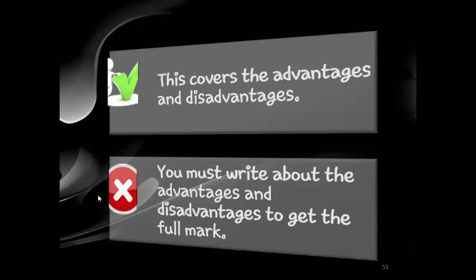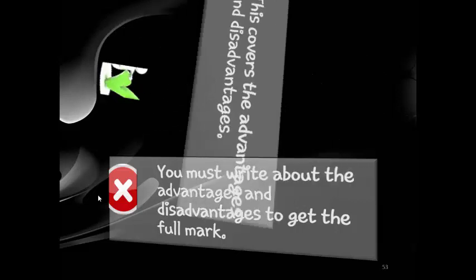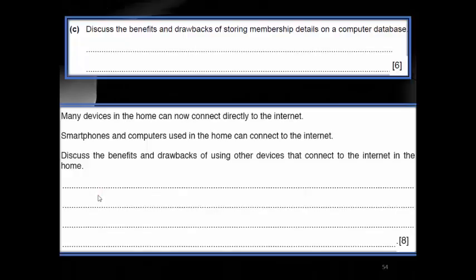So this kind of question, you have to talk about the advantages and disadvantages. You must write about the advantages and disadvantages to get a full mark. You must write about both of them. If you write about one of them, you will not get full marks. Very, very important. For example, discuss the benefit and drawback of storing membership details on a computer database. And in the other question talking about that, you have to talk about both of them.